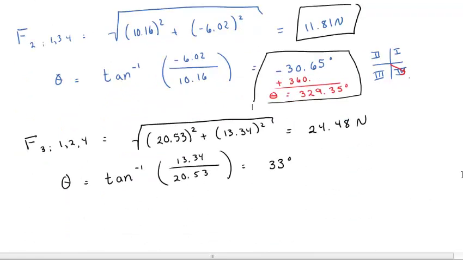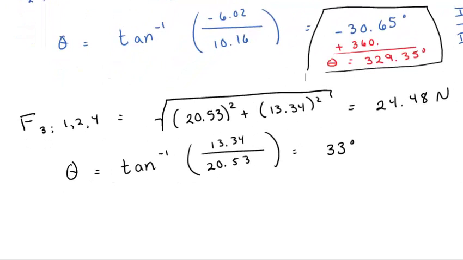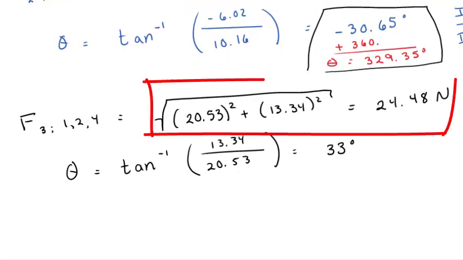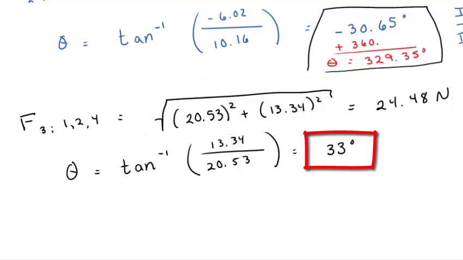For the force exerted on charge 3 by the combined charges 1, 2, and 4, we look at the x and y components, 20.53 and 13.34. Use the Pythagorean theorem to get the magnitude of that vector, 24.48 newtons, and use the inverse tan to get the angle, which is 33 degrees, and it's in quadrant 1, so we don't have to do anything with it. So we have completed the problem and the end of this video.